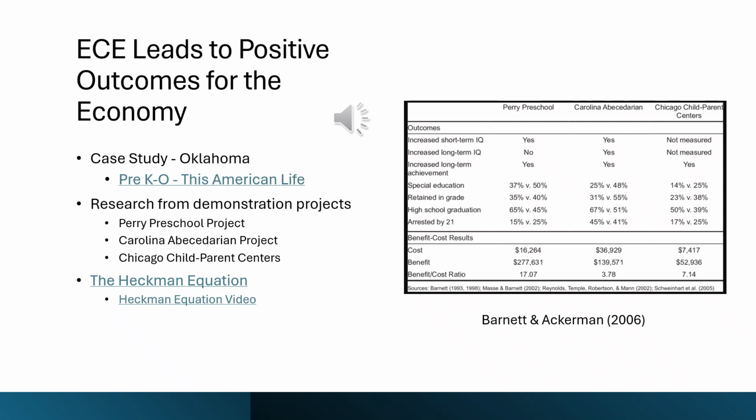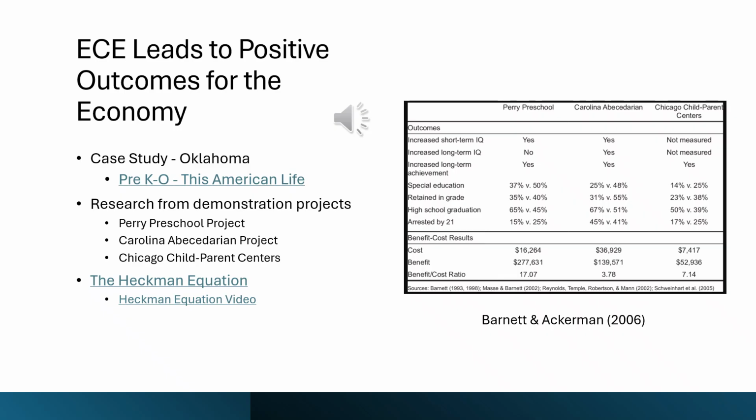That they were less likely to be retained in grade school, that they were more likely to have higher high school graduation, and they were less likely to be arrested by age 21. Those are just some of the indicators as an example. But if we also look down at the bottom, I want you to look at the bottom number where it says benefit cost ratio.